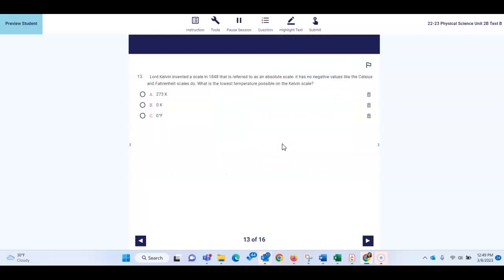Number 13. Lord Kelvin invented a scale in 1848 that is referred to as an absolute scale. It has no negative values like the Celsius and Fahrenheit scales do. What is the lowest temperature possible on the Kelvin scale? Is it 273 Kelvin, 0 Kelvin, or 0 degrees Fahrenheit?